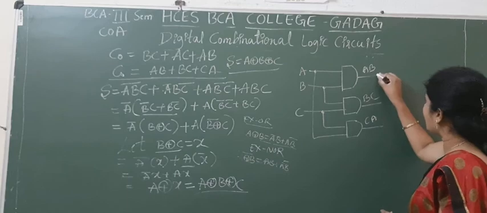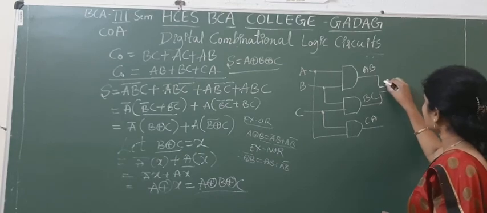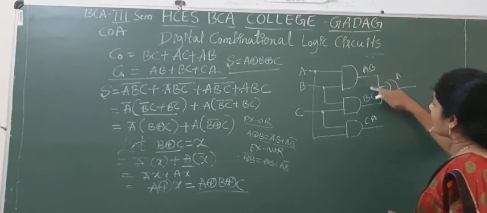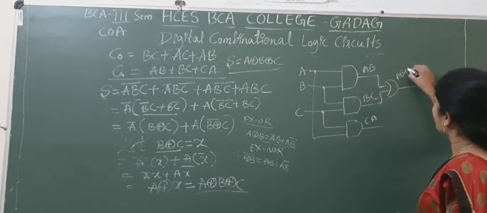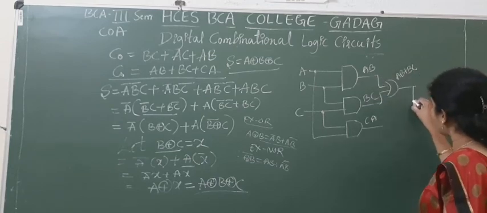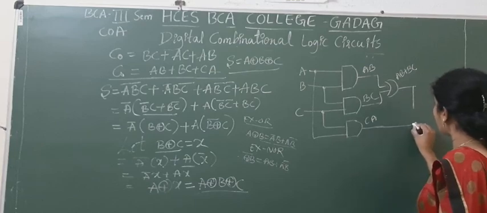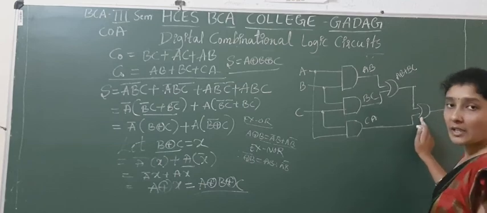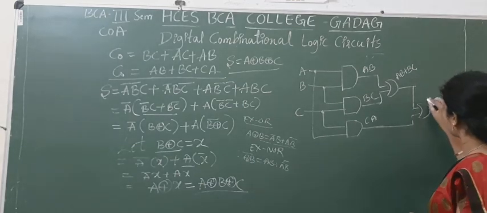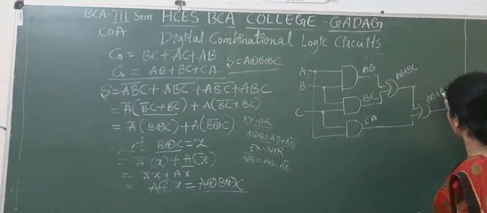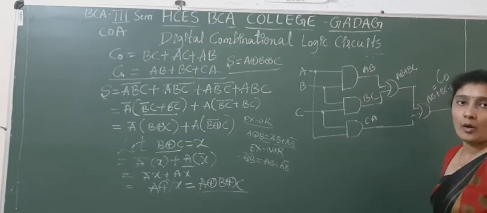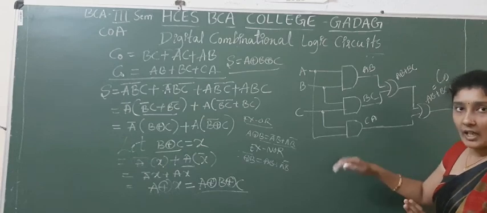So let us add these two first. Put OR gate. This is the addition of both the inputs, AB plus BC. Okay. Now take this and add with CA. So this is nothing but the addition of these two lines, that is AB plus BC plus CA, which is nothing but the carry output. So this is the logic diagram of carry output.